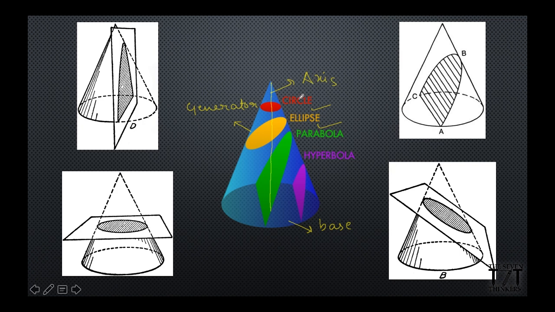So this is how conic sections are formed. What we are taking over here is a right circular cone which has 3 parts: base, axis, and generator, and cutting that in different sections gives us different conic sections.